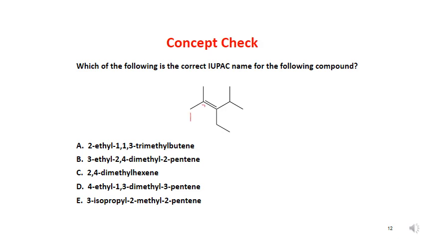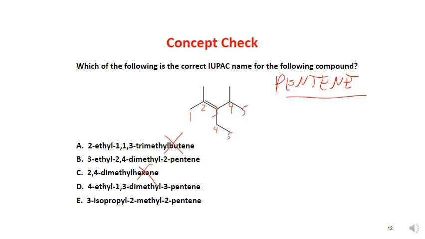So you can go 1, 2, 3, 4, 5. You could also go 4, 5, right? So how would you decide which one is better? I don't think there's any number that's going to be any bigger than 5. So what that means, it's going to be a pentene, right? It's got to be a pentene. So that means you can eliminate the butene and the hexene.